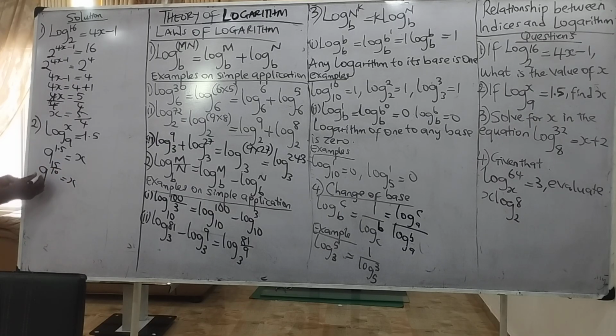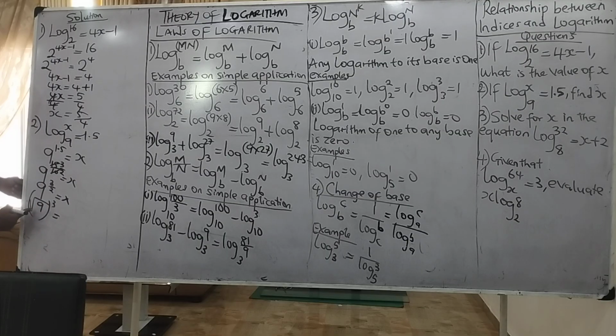Let's try to divide. What can go? 5 goes into 15 three times, 5 goes into 10 two times. So we are left with 9 raised to the power of 3 over 2 is equal to x. This 2 here is a square root. This is like the square root of 9, all raised to the power of 3.